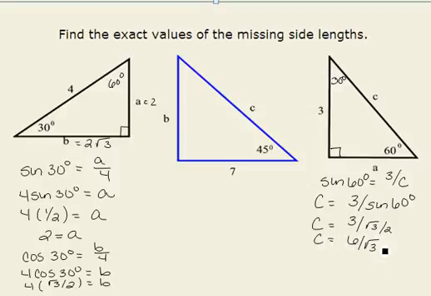We can simplify this by multiplying both sides by the square root of 3. Therefore, we get C is equal to the square root of 3 times 6 all over 3, which is equal to 2 times the square root of 3.